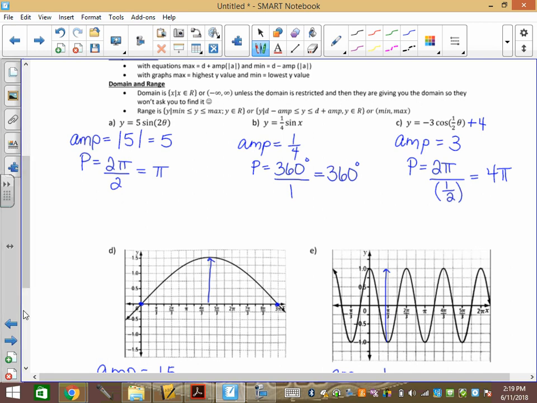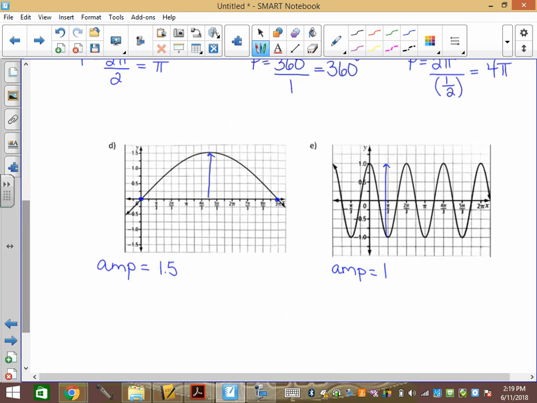What's the period of this graph? I know from here to here is 3 pi. But is that the whole graph repeating itself? No, it's still going to have to do that. So what's your period going to be? 3 pi times 2, which is 6 pi.